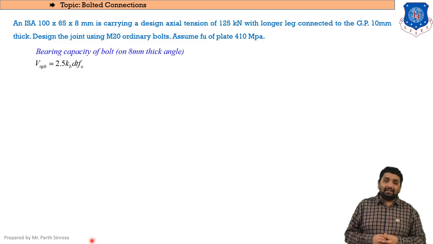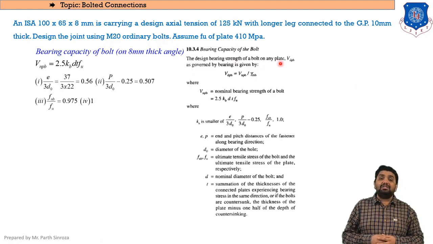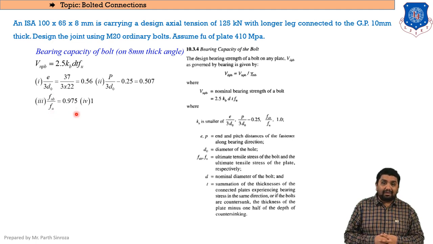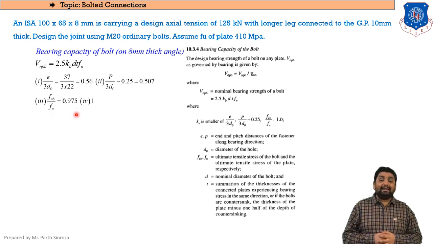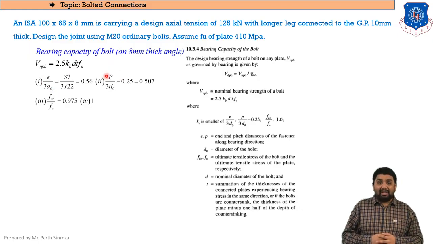Moving on to the bearing capacity. For that we will be referring again to page 75. The equation is 2.5 kb d t fu, and for that we will be required to find kb. kb again will be the smallest of these four cases: e upon 3d0, that answer comes out to be 0.56; p upon 3d0 minus 0.25, that answer comes out to be 0.507; fub by fu, that answer comes out to be 0.975, or 0.9 you can say; and the last value is 1. Again keep in mind, e is the edge distance, which will be equal to 1.7 d0, and p is the pitch, which will be equal to 2.5 d. So the smallest of these values is 0.507. So kb here will be 0.507.